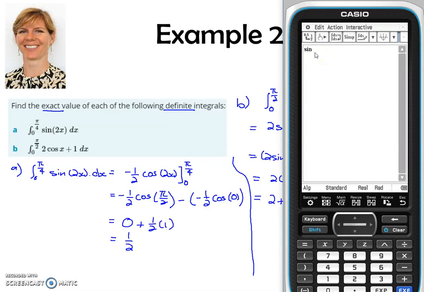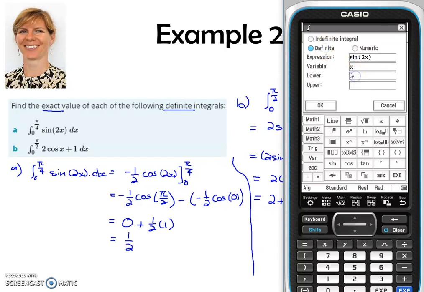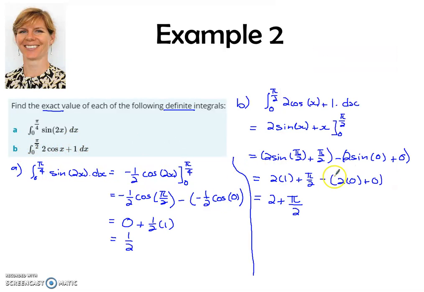So we had sine 2x. Okay, so we want to integrate, definite, from 0 to, and this will quite happily take pi on 4. Okay, and it gives you a half. And if you do this and you have it in standard, it'll actually give you this exact value as well. So again, your ClassPad is brilliant.